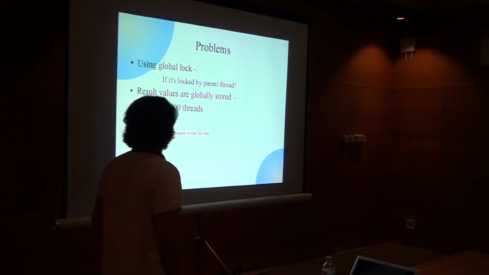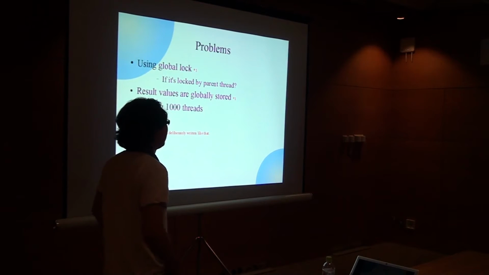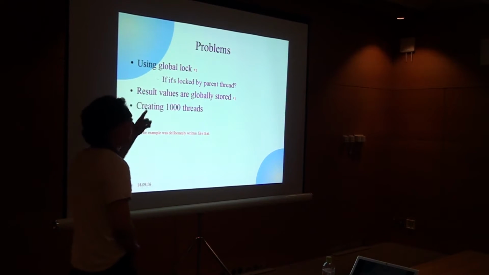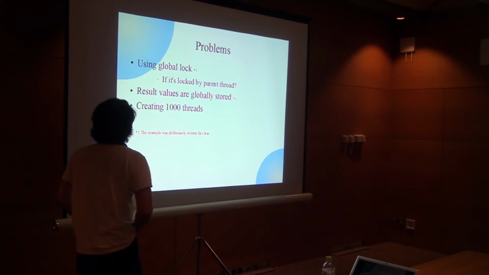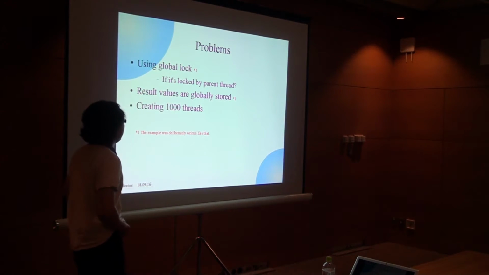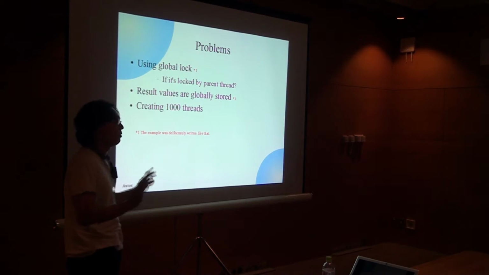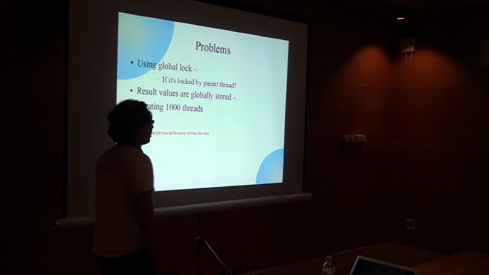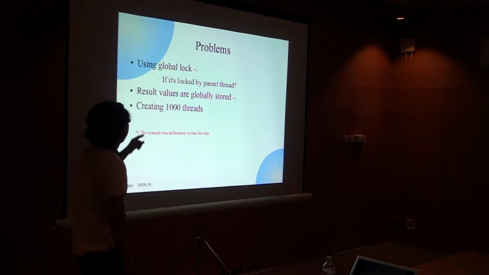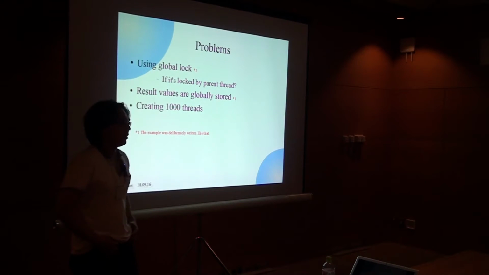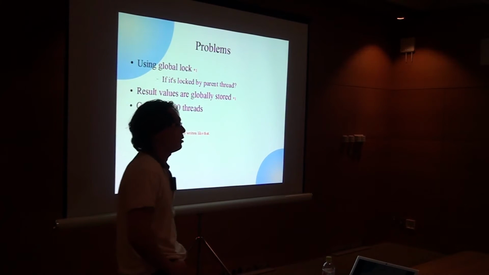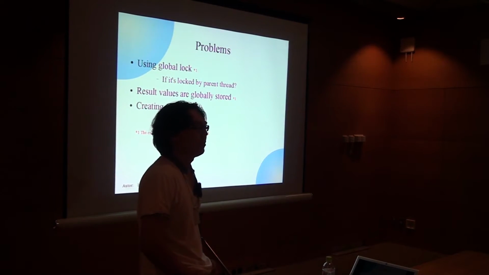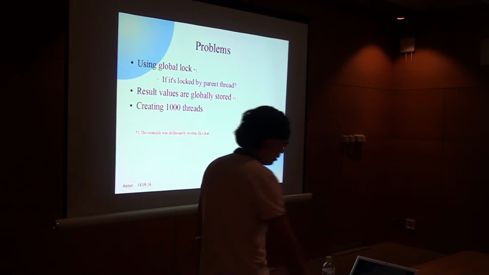But nobody wants to use a global lock. What if you lock outside of the thread? The result values are globally stored. Actually, this will be the same again, but anyway. Creating 1,000 threads wouldn't be efficient, or probably you don't want to, because some architectures have a limitation on the number of threads.